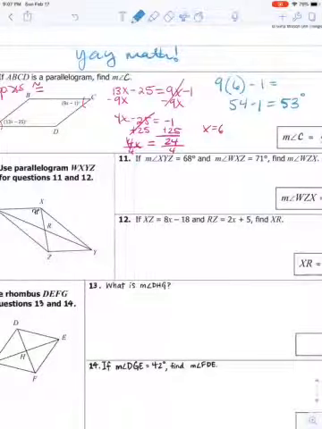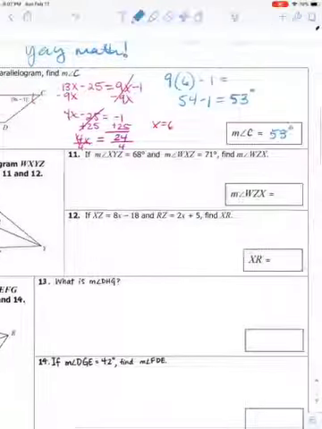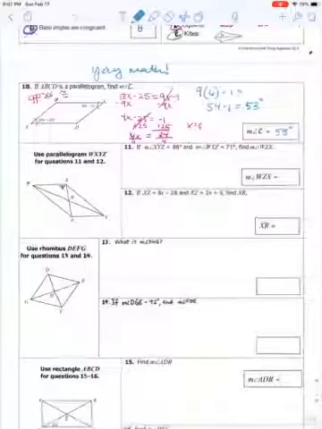Now, it might have asked you to calculate the measure of angle D or something. Well, in that case, once you get this, you need to subtract from 180 to get that other one. All right, but that's not what we're asking for here, so we're done. Easy peasy.